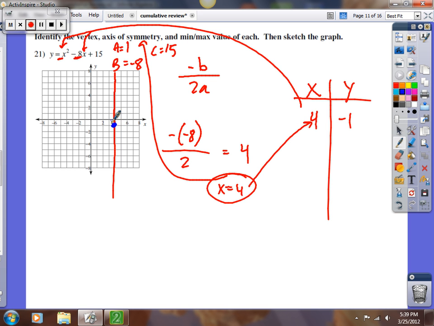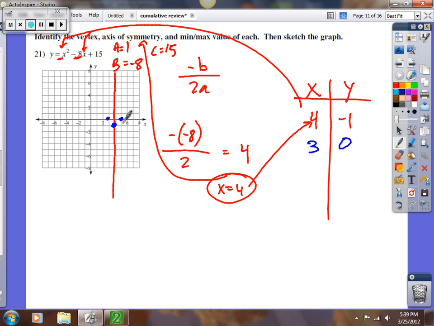Okay, let's do a couple more. Let's stay close to this 4. I'm going to plug in, let's plug in 3. So 3 squared is 9. 8 times 3 is 24. 9 minus 24 plus 15 is 0. So over 3 and 0. Then it reflects across that.